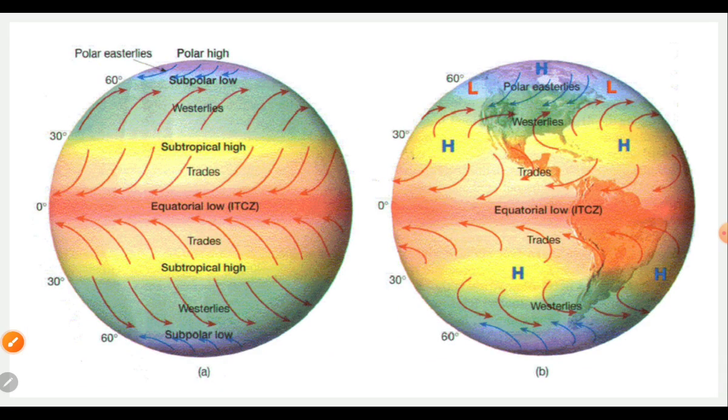So this was all about the pressure belts, types of winds, from where they move, names of the belts, the Coriolis effect, and everything.